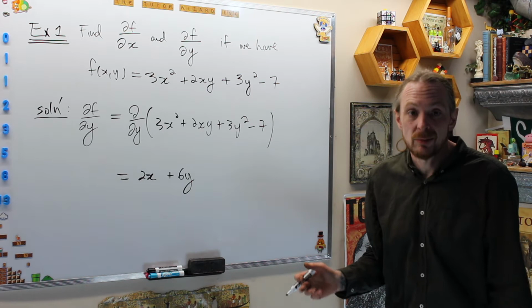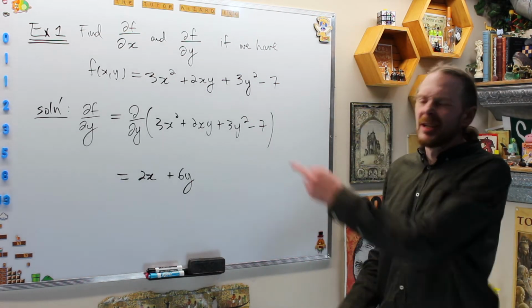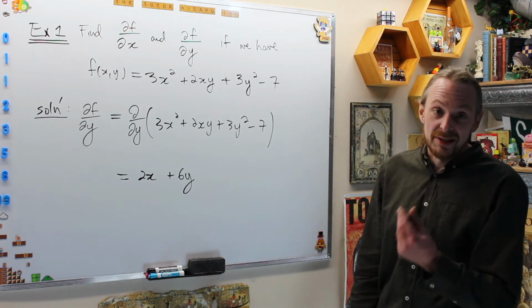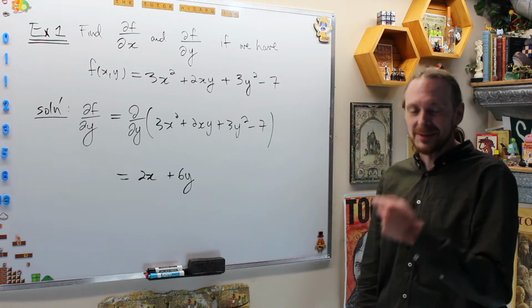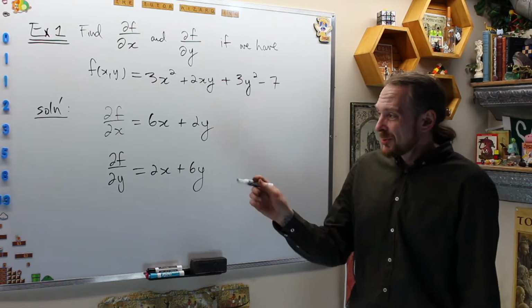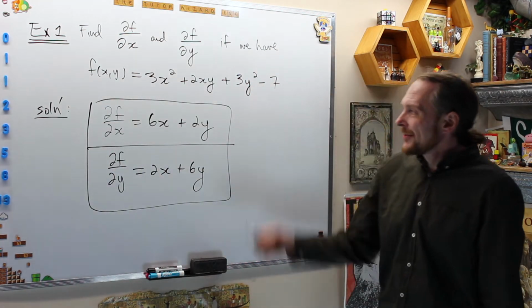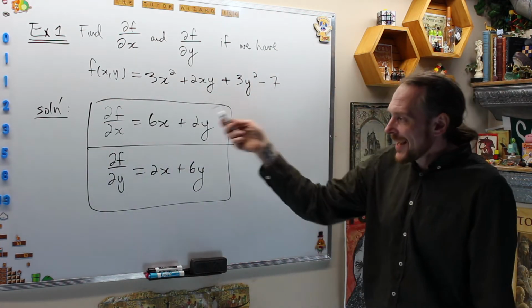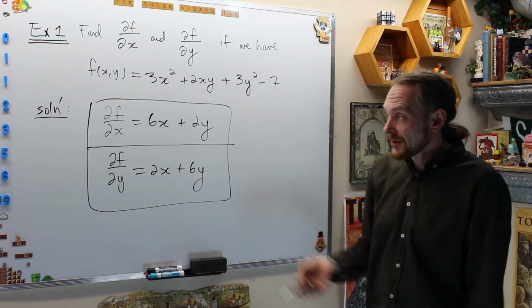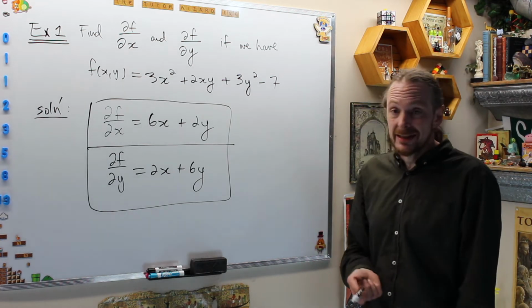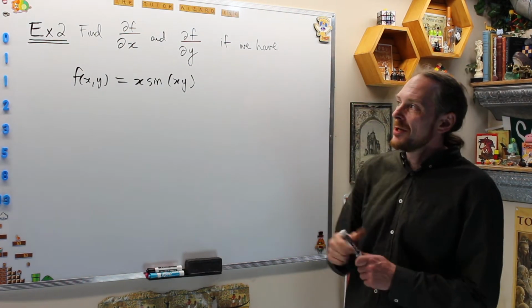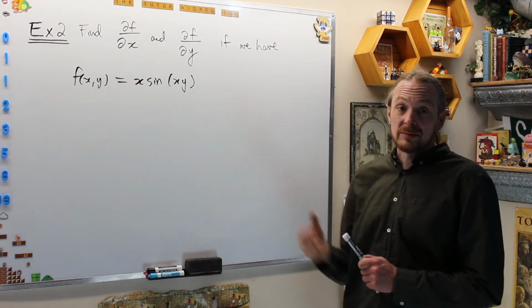This is how easy it is once you know what the game is. I'll start getting the functions harder, and then you'll be like, oh, I have to take derivatives. So derivatives aren't always easy. So to recap, the partial derivatives of f with respect to x and y are these two functions, 6x plus 2y and 2x plus 6y. Okay, example 2, we're doing the same thing, find the partial derivatives.